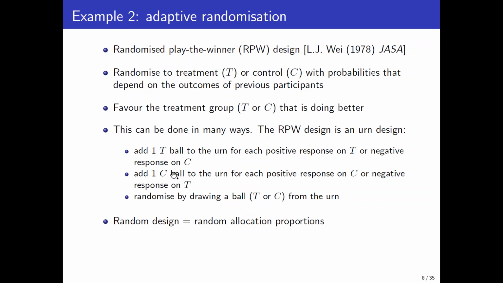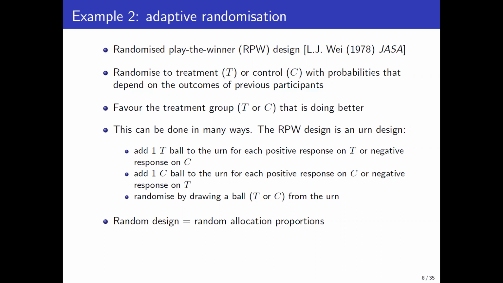And whenever we get an outcome that favors a control treatment, we add a control ball. And so effectively over time, the treatment arm that's doing better will end up with more balls in the box and be favoured as part of that randomisation process. In this case, the random design refers to the random allocation proportion.